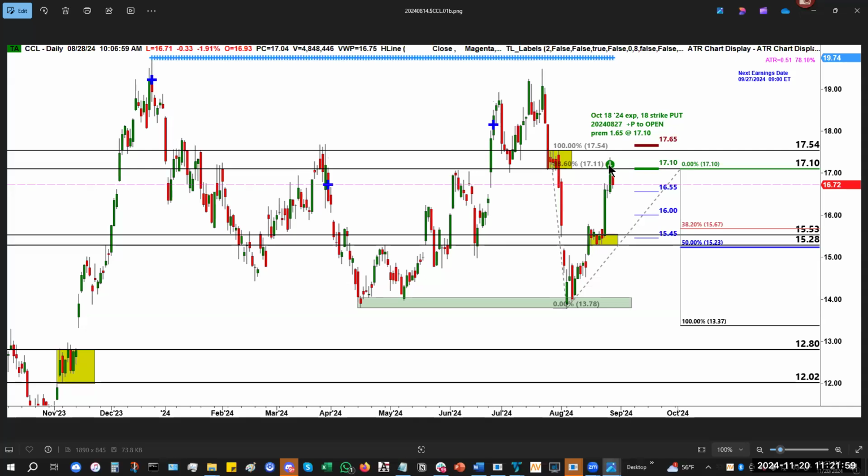You want to be a value shopper when it comes to time, because ultimately you're going to get rewarded for it when you go to close out the trade. So at any rate, this is where we got in. We got in right here, paying $1.65 when this thing was at 17.10. So we bought this a bit in the money. We bought the 18 strike put.